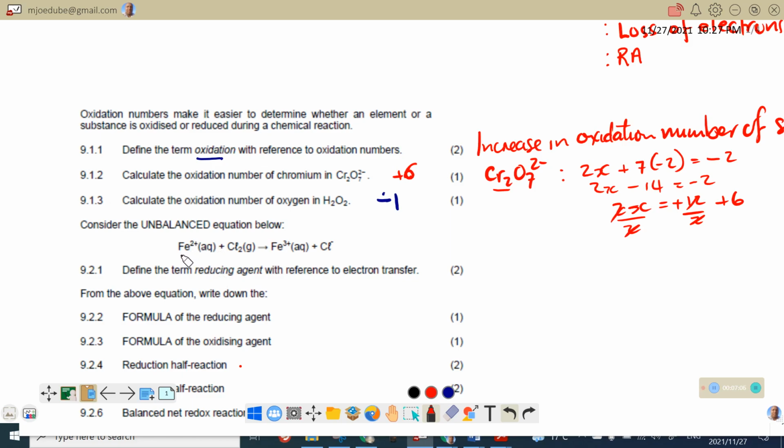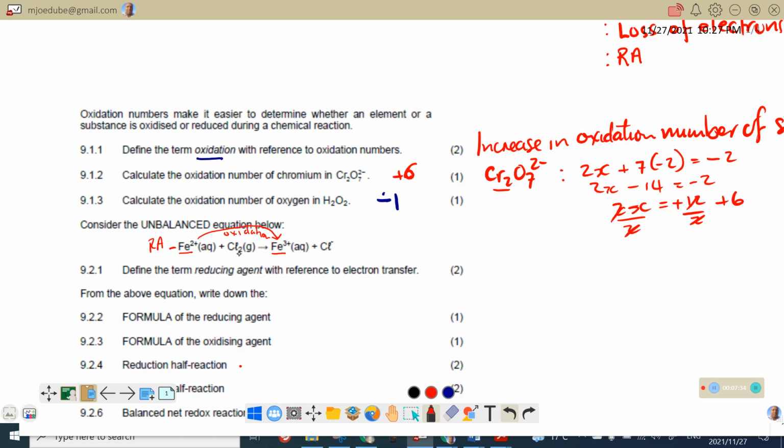You see that the iron has an oxidation number of 2+, and then it becomes iron 3+. So what we can say about that is that this is undergoing a process of oxidation. If it's undergoing oxidation, it's going to lose an electron, and therefore this must be the reducing agent. We can pick that up.